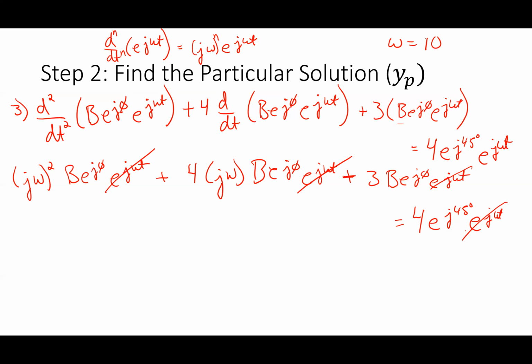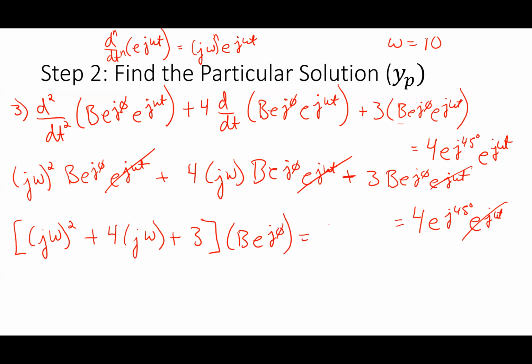Basically, I can exploit the fact that the differential equation part, which is where the time dependence comes in, actually goes away. If I have sinusoidal inputs, in that special case, all of the math gets a lot simpler. This equation works out to simply j omega squared plus 4 times j omega plus 3, times b e to the j phi, equal to 4 e to the j 45 degrees.